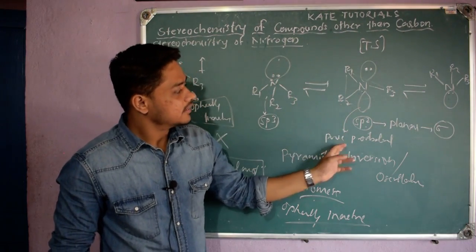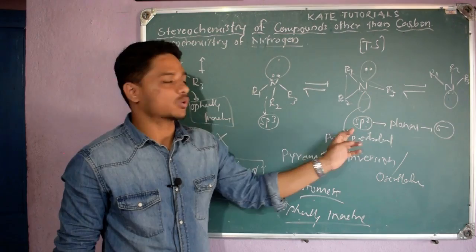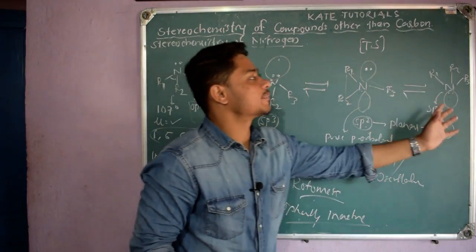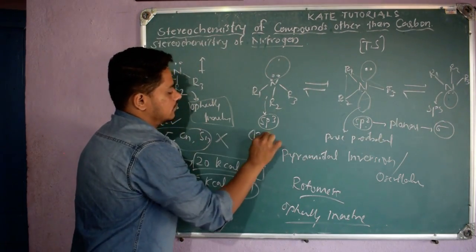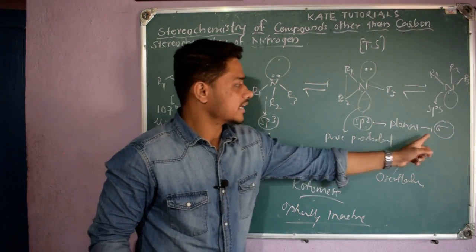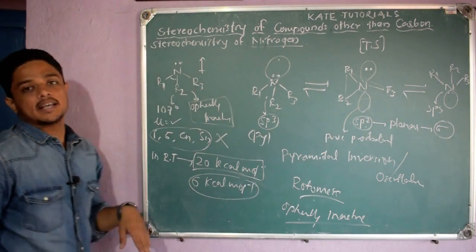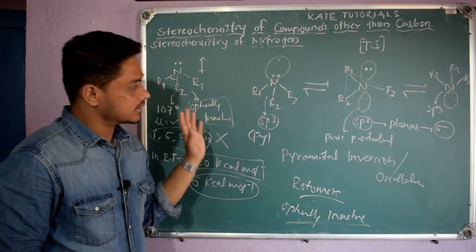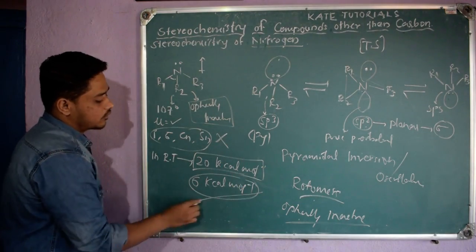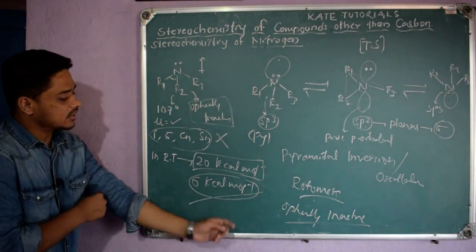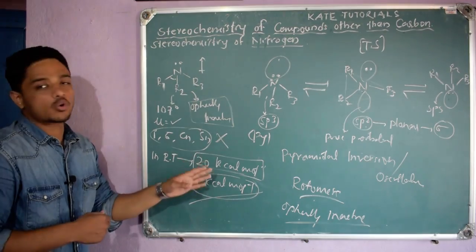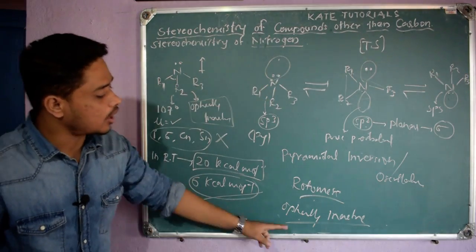That is nothing but this thing, in which nitrogen hybridization is sp2. Here sp3, there sp3, here pyramidal shape, but at the transition state it is planar. So there is a plane of symmetry, so it is optically inactive. This kind of inversion we call pyramidal inversion or oscillation, and the energy required for that inversion is just 6 kilocalorie per mole. At room temperature there is more energy, so more inversion, so such compounds are optically inactive.